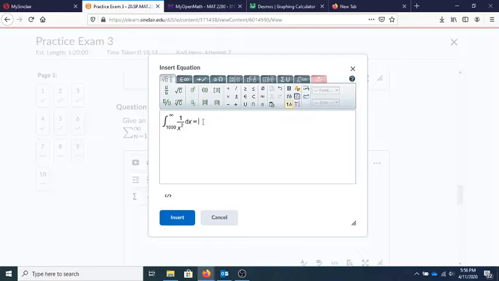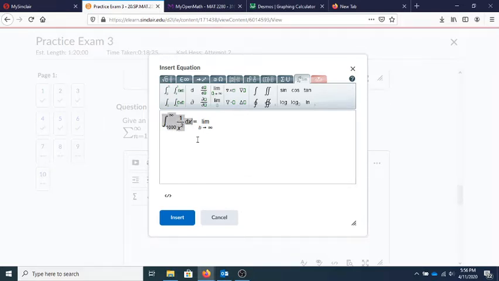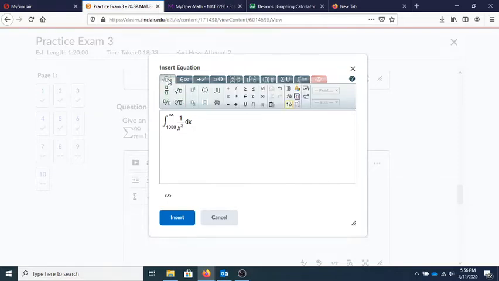dx equals, alright, so we've learned previously that to do an improper integral, we really need to do a limit as b goes to infinity. And then I'm just going to copy and paste this, and just change that little infinity to a b. All right, equals, and now I'll copy and paste my limit.